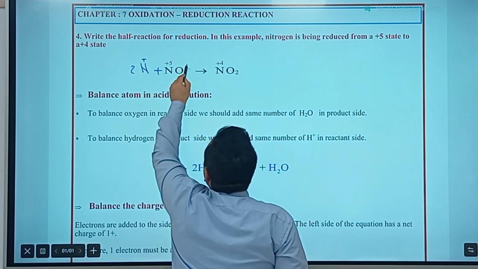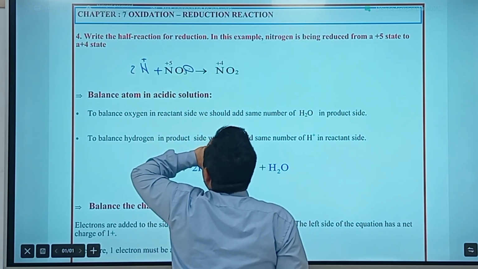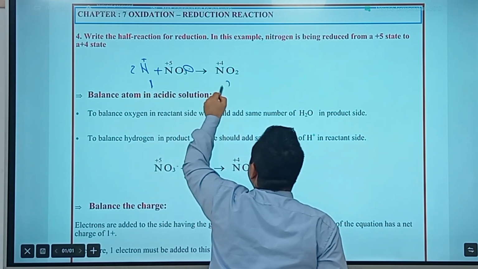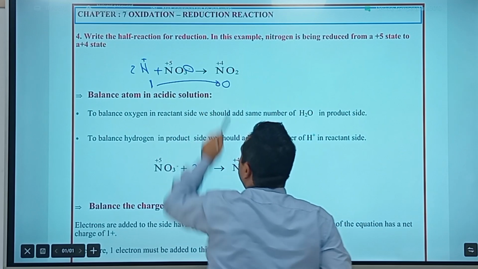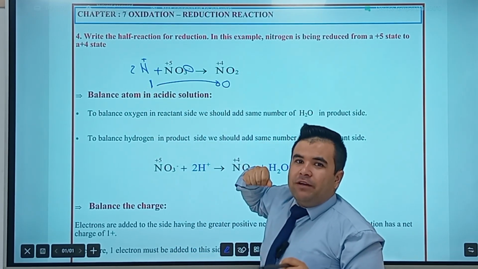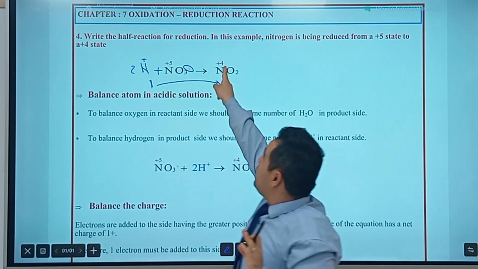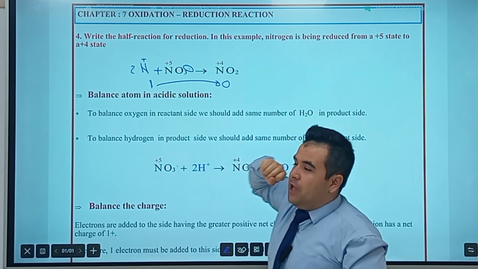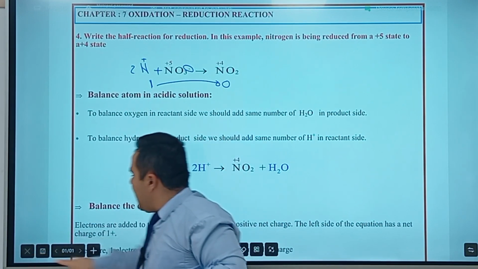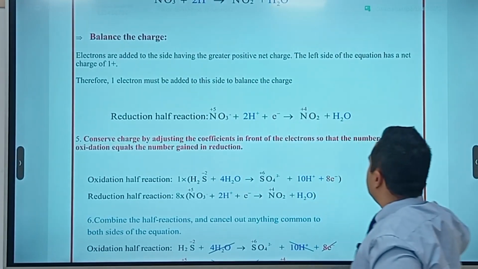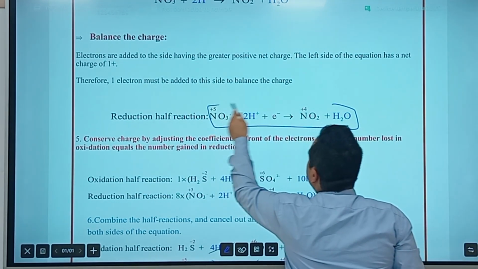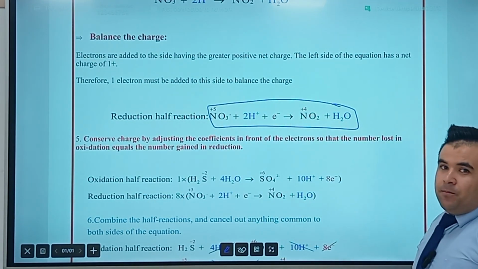So here we have got -1, plus 2 is 1. The total charge in the reactant is 1. In the product, we have got 0 charge. I'm not talking about the oxidation number, the 5 and 4 are oxidation numbers. So 1 must be added to the reactant, 1 electron added to the reactant. This one is the balanced reduction half reaction.